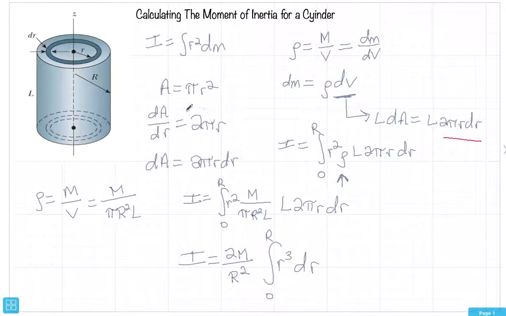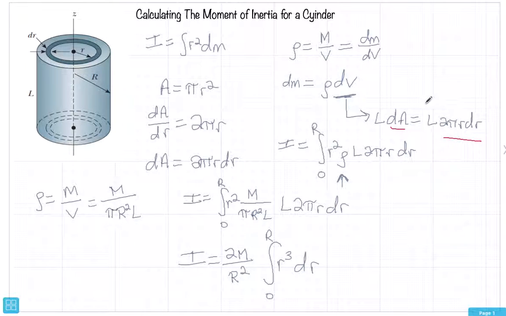Another way to think about it is starting with the area of a circle, which is pi r squared. If you take the derivative of the area of a circle with respect to the radius, you're essentially getting the circumference. The circumference is how much the area changes for every amount of infinitesimally increased radius. And then you get the same thing, that dA equals 2 pi r dr. So that's how we can replace dA with 2 pi r dr.